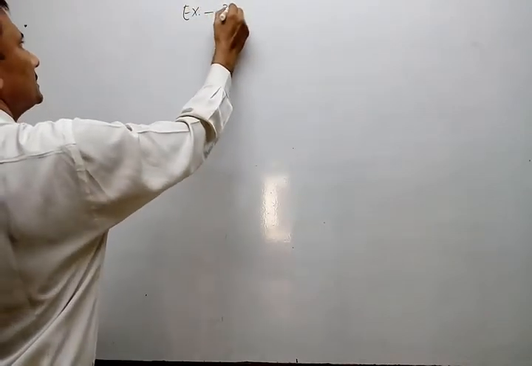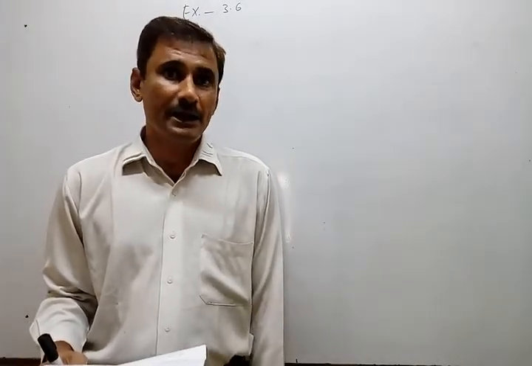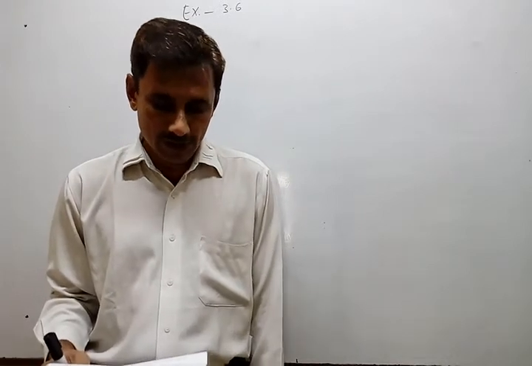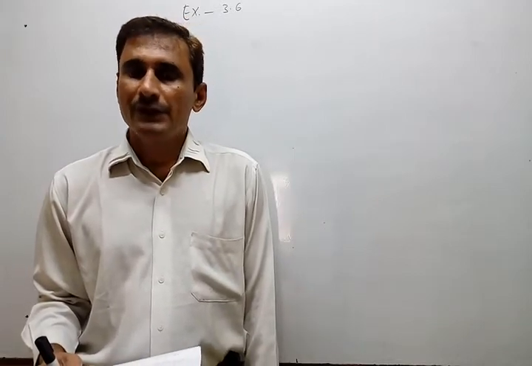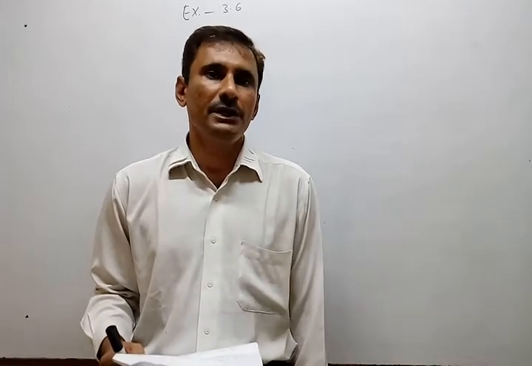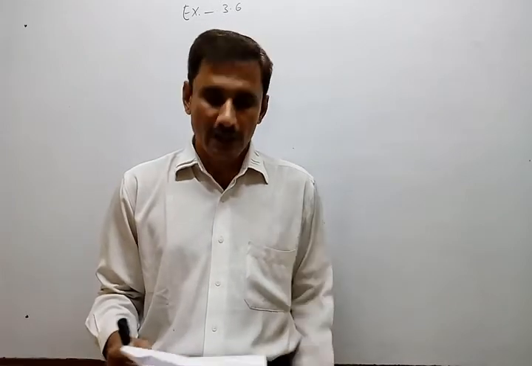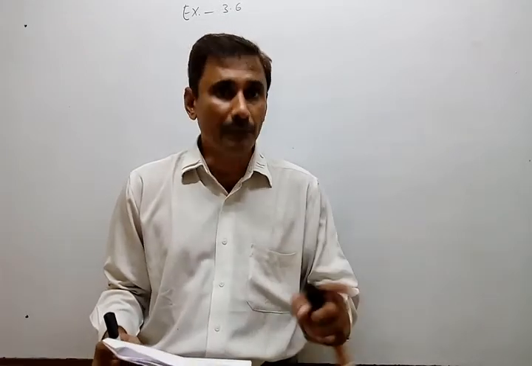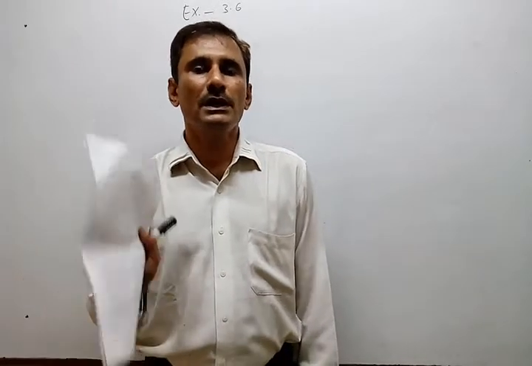Exercise 3.6. Would you observe? Variables are at denominator. All variables are at denominators. But we are studying now linear equation in two variables. What is the meaning of linear equation? Linear equation means degree of both variables must be 1. And here degree of variable becomes -1, like this. So first of all, given equations are not linear equations.